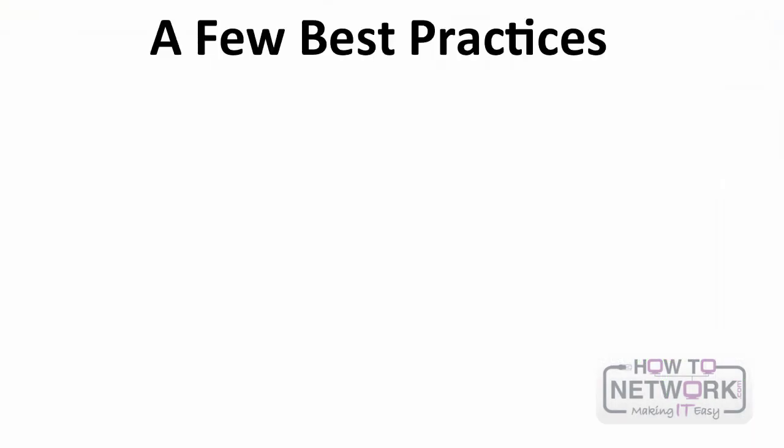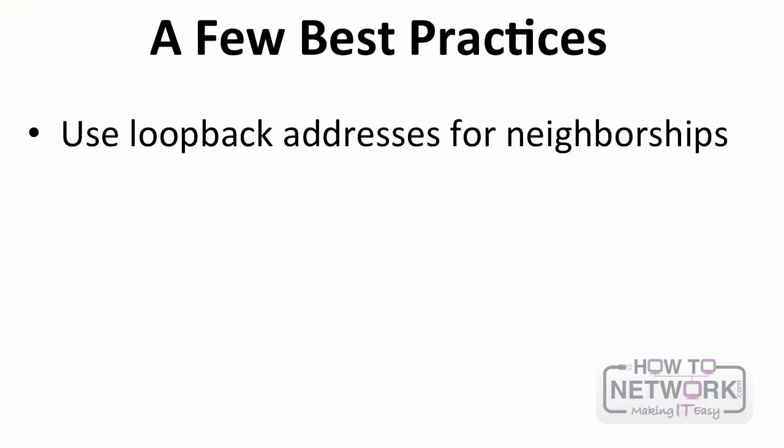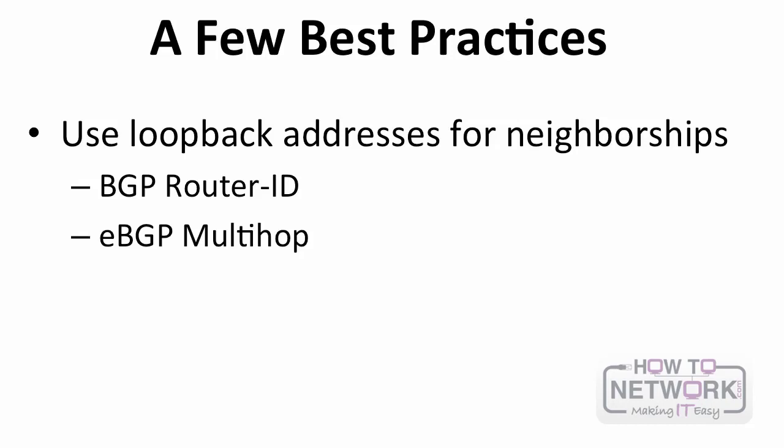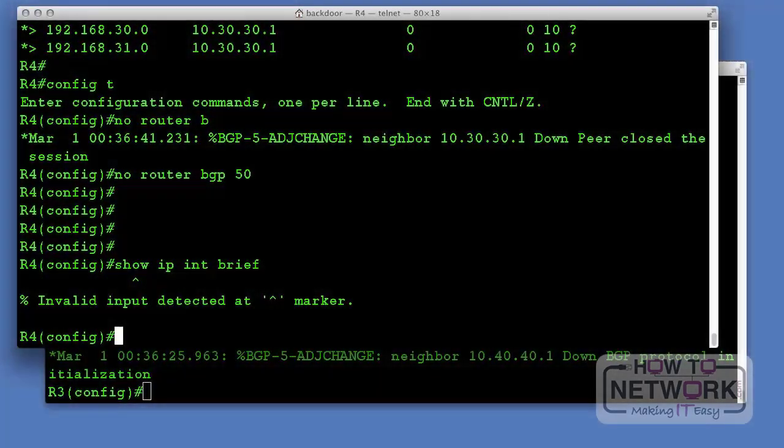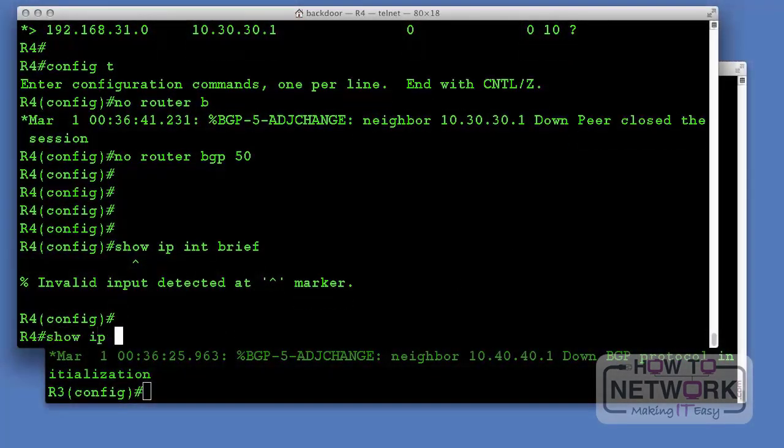So a few best practices in rolling out BGP. You should use a loopback address for neighborships. We've not been doing that yet. We've been using interfaces. And when you use loopbacks, you should manually set the router ID, and then you should also use eBGP multi-hop and update source loopback. BGP by default will not communicate to loopback addresses. You need to allow for multi-hop communications. Time to live with BGP is usually 1. You need to increase it to higher than that. So I want to talk about some of these concepts.